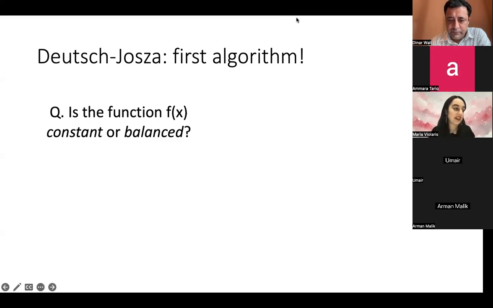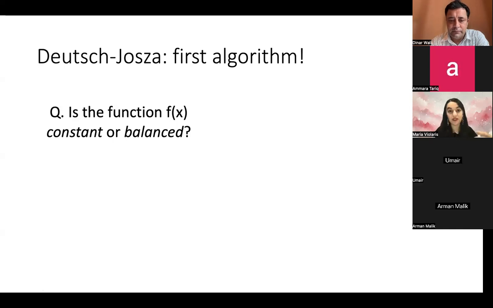Because if it turns out that we need the same amount of steps to do everything with classical computers, then what's the point of switching to them? So this was very exciting, and this algorithm was improved by Richard Jozsa, so it's the Deutsch-Jozsa algorithm. And we don't need to worry about the details right now, but I just wanted to give you the idea.